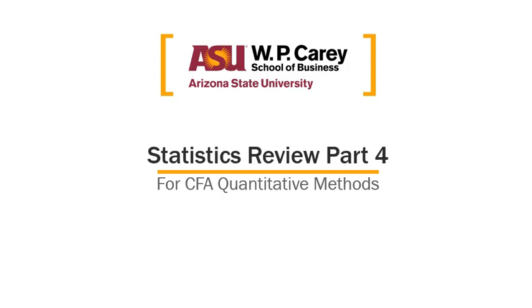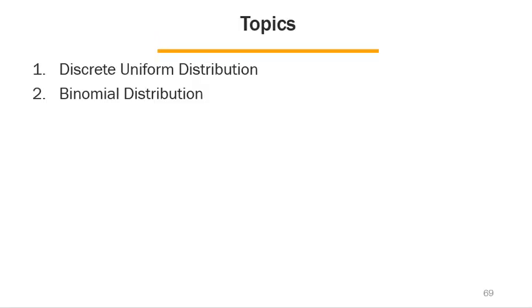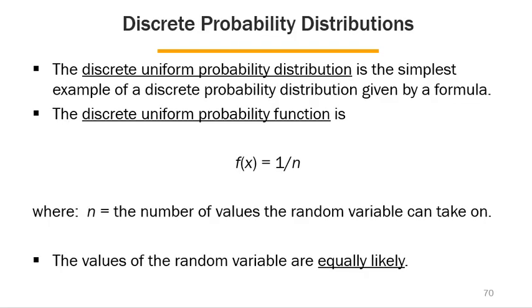All right, welcome. Here I'm going to continue with part 4 of the statistical review. The topics that I'm going to cover here are the discrete uniform distribution and the binomial distribution. Both of these are forms of discrete probability distributions, or they're two specific discrete probability distributions.